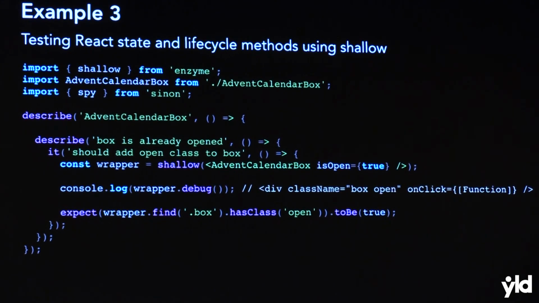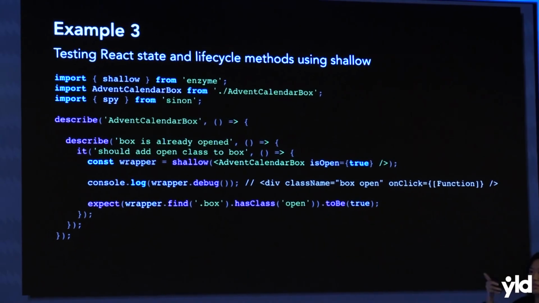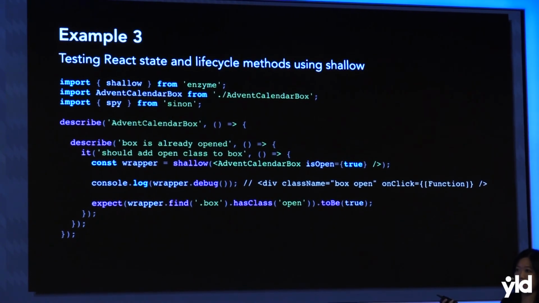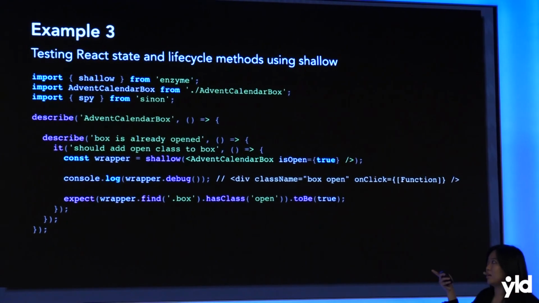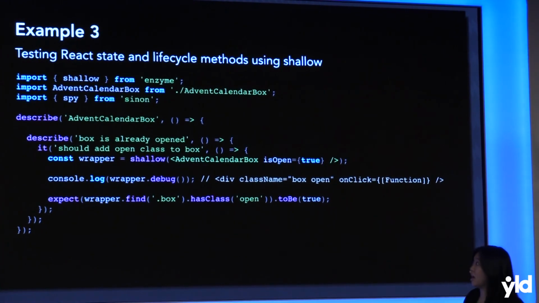Cool. So this is the test I've written for it. This is actually just a basic test, similar to the one in the previous one. But in this case, I'm checking if the box has an open class. This is to show you that in this component, even though it's a shallow render, it still sets the state on the box to be open, and then it appends the class.